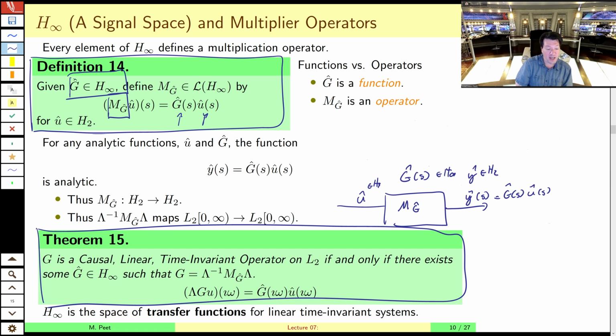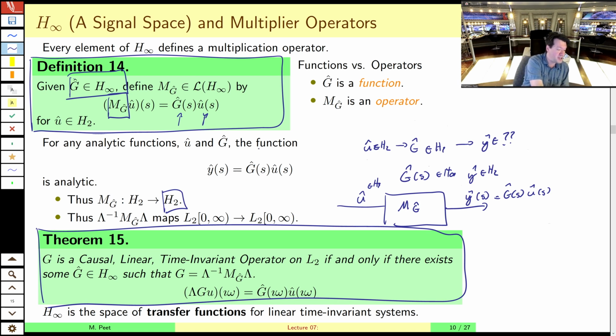If g hat were to be in h2, that relationship does not necessarily hold. It only works for h infinity. If g hat is in h2, the output is not necessarily still in h2. But if g hat is in h infinity, we have these very nice results which show that the output is also in h2. And that's relatively easy to see.